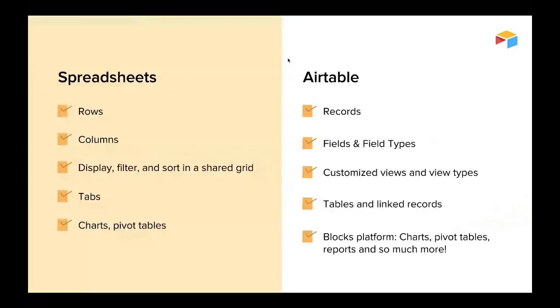Some of the key similarities and differences that we'll be walking through is how in spreadsheets, you'll notice that, of course, we have rows, columns, and the ability to filter and sort, and tabs and charts and pivot tables. But in Airtable, we take it one step further for you so that you can organize your information through records and field types and customized views, tables and linked records, and the blocks platform. And if you don't know what any of this is, that's totally okay. That's exactly what the next session is all about.